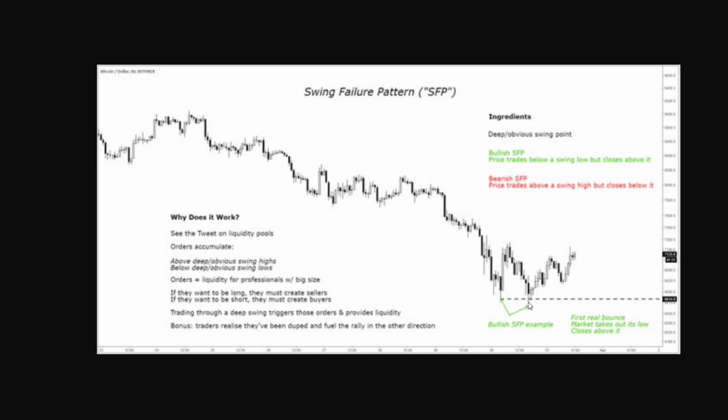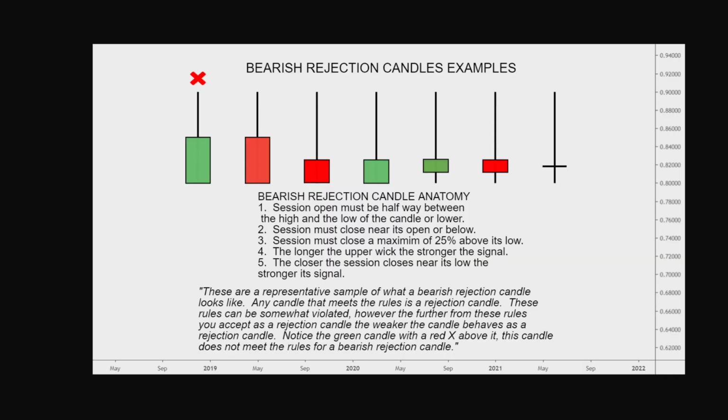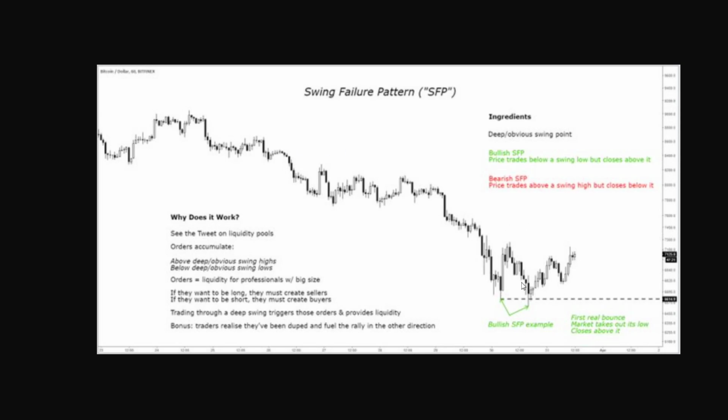So in that situation, it did not close below it, so we call that swing failure pattern. Very simple. Bullish one would be the opposite of that. We don't have one here in this example, do I? Let me see. Nope. So basically, opposite.